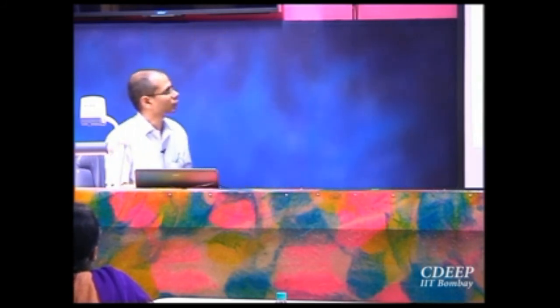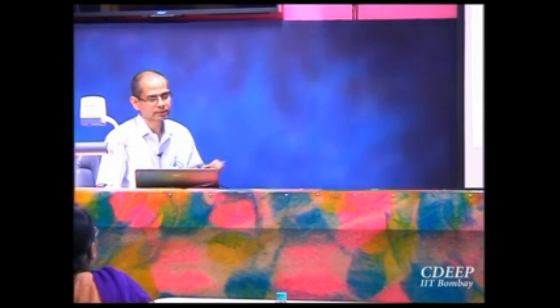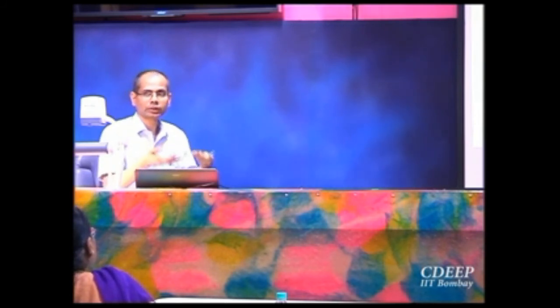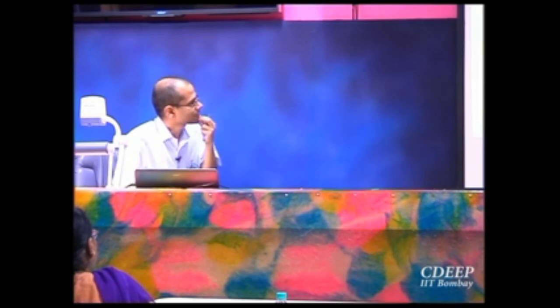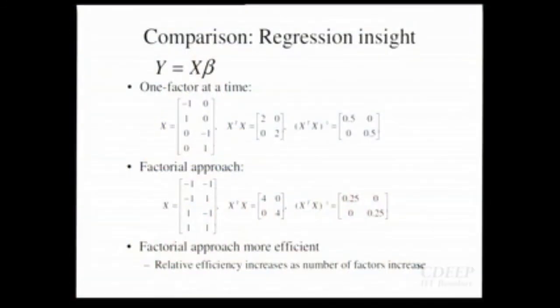Whereas in the other approach, in all the 4 runs you are changing both x1 and x2. So we say that this factorial approach is more efficient, because this factor decreases. If the number of factors were more, here we had 2 factors, if I were to take 10 factors, then this gain, this reduction, will be even higher. It will scale as powers of 2.